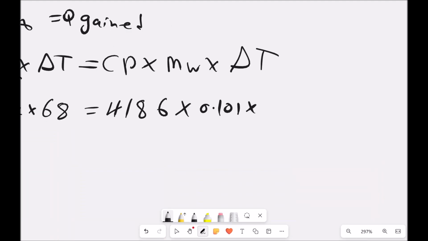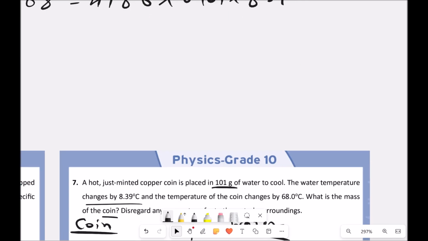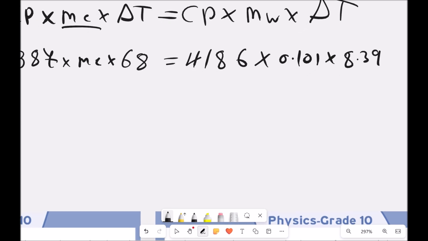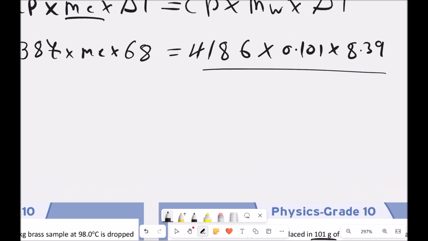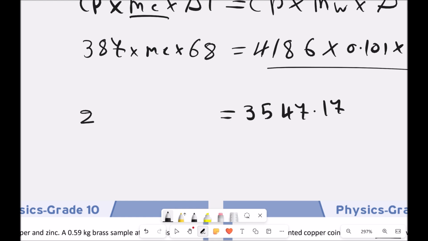0.101 times the temperature change in the water, which is equal to 8.39. Now multiply all these numbers. From this side you get 3,547.17, which is equal to 26,316 mc, which is the mass of the copper.